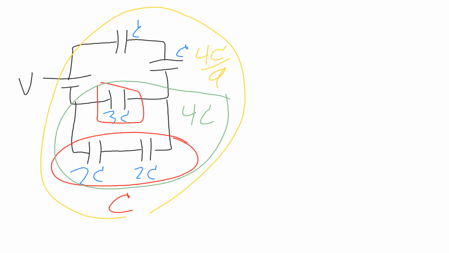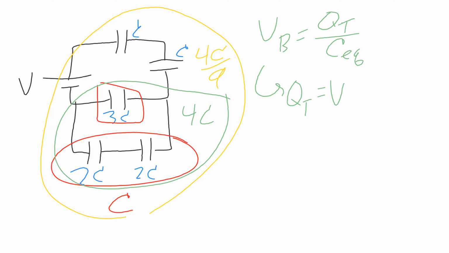Once I have my equivalent capacitance, I know that the voltage of the battery is equal to the total charge divided by the equivalent capacitance. I can rearrange this to find my total charge. It's the voltage of the battery, which we're allowed to just say is V, times the equivalent capacitance, which is 4C over 9. So 4/9 VC. Remember, my answer choices are all in terms of VC anyway, so I'm going to keep VC in the game here as I'm working.